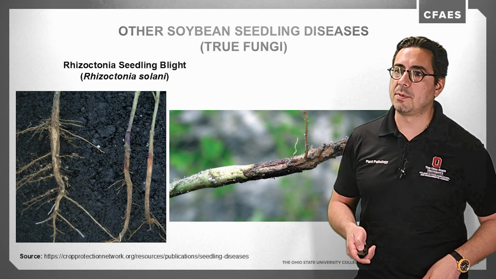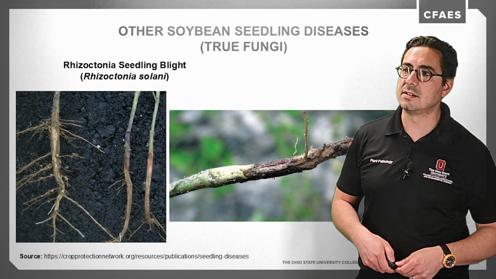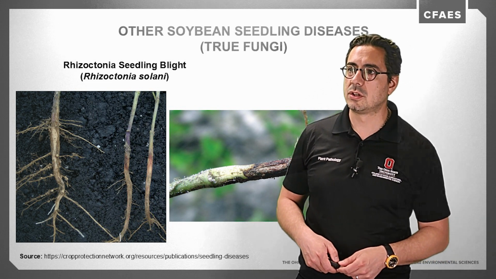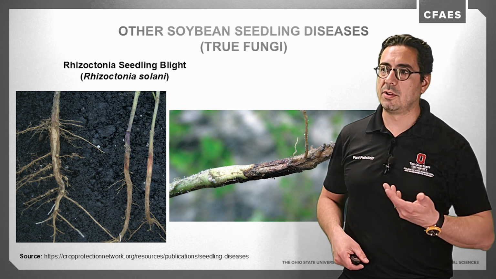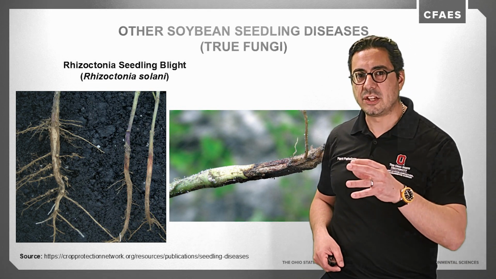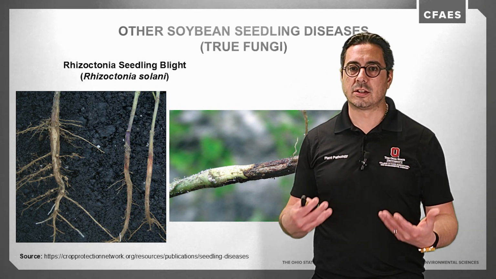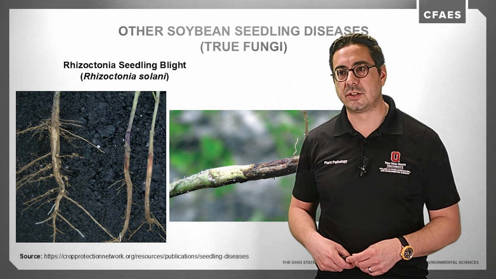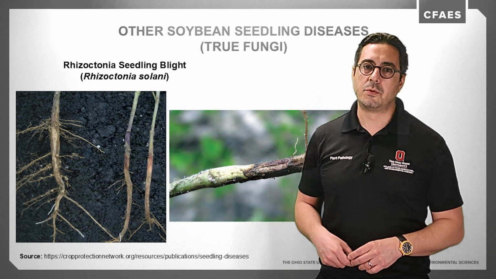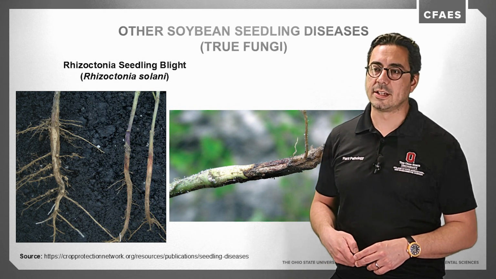But I'm showing some examples here. Later in the season, we can still see some of this root damage. Rhizoctonia normally is characterized by a more reddish symptom, and Fusarium will normally cause a lot of seedling damage and later on root damage as well, causing wilting.